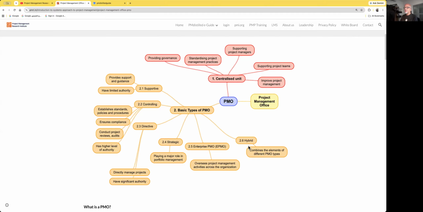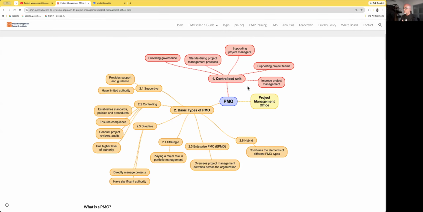Then we have hybrid PMOs. They combine the elements of different PMO types. For example, in an enterprise PMO implementation, some locations they may have directive PMOs, some locations supportive, some PMOs controlling. In the corporate office, strategic PMO, and everything is implemented as an EPMO. Then we say it is a hybrid PMO. It's a combination of all these things.